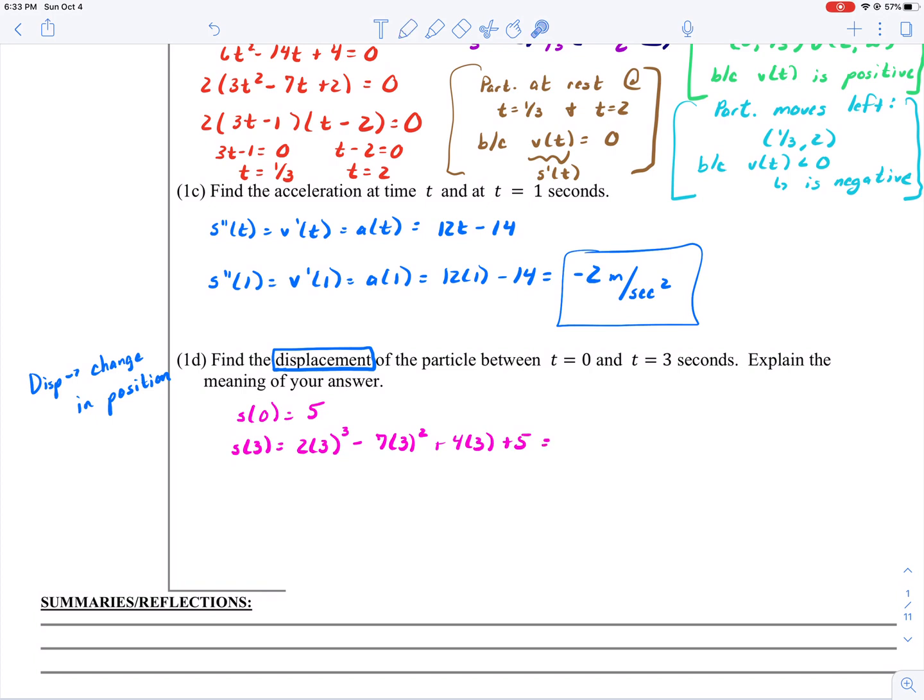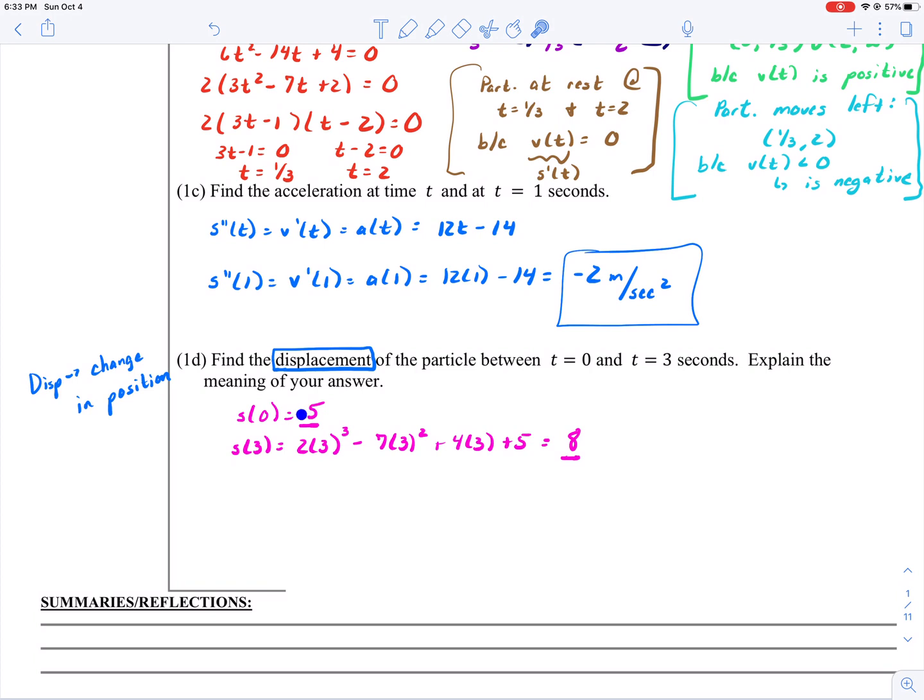So be real careful with your analysis here. Make sure that you don't make a numeric mistake. But this is 27 times 2 is 54, right? And then this is 9 times 7, which is 63. So I've got a negative 9. And then I've got plus 12, and then I've got plus 5. So I'm going to end up with there being a positive 8 here. So that is my position at t equals 3.